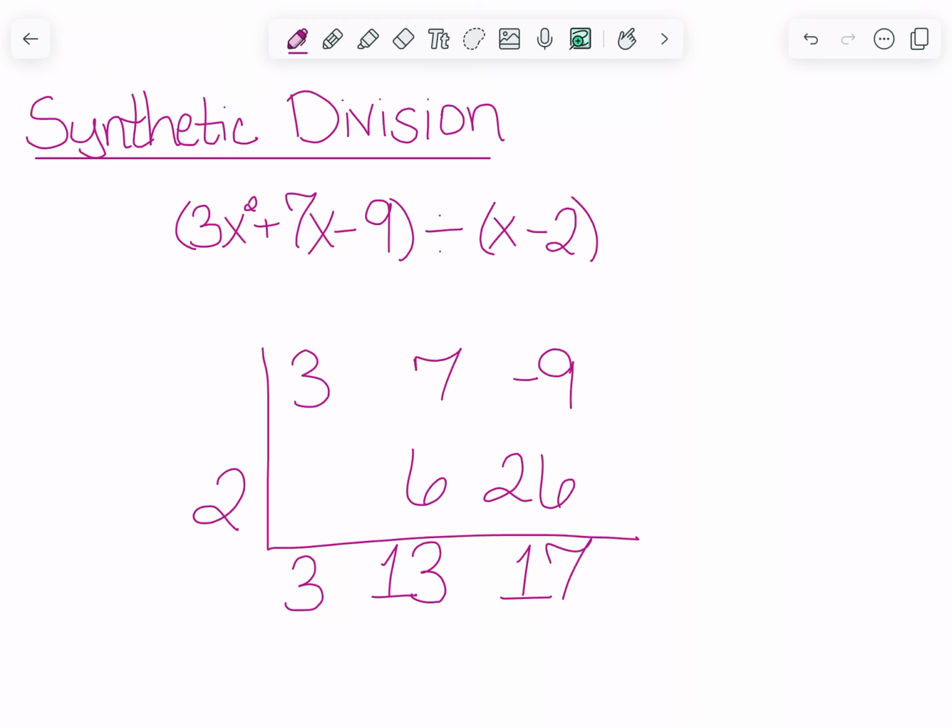And then we use the bottom numbers to write our quotient. The rightmost number is the remainder, so in this case we have a remainder of 17, which is equivalent to 17 over x minus 2. The next term will have degree 0, meaning it's just a constant. So I can add 13 plus 17 over x minus 2. The next term is our x term, which would mean 3x. So my actual answer is 3x plus 13 plus 17 over x minus 2.